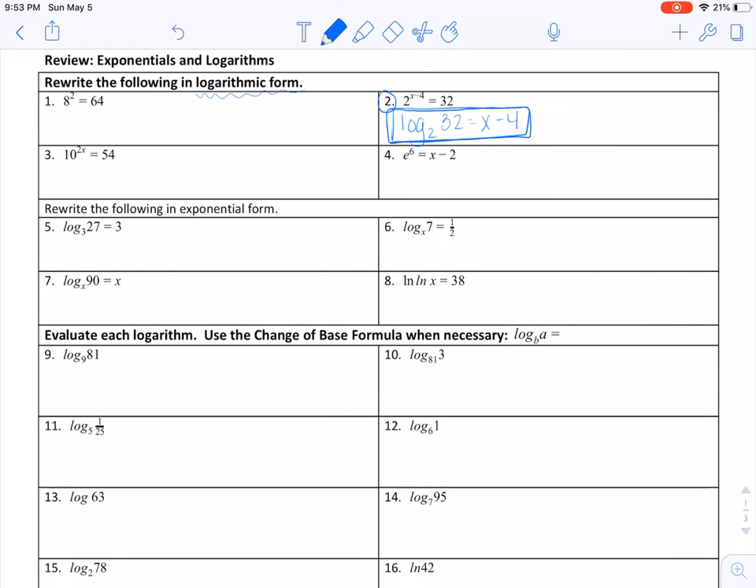Okay, so if we take a look at number 4, we're going to use the same idea, but here we have the natural log because that's going to be the opposite of e. x minus 2 equals 6. So remember, this always goes over to the equal side, and this always goes with our log. Okay, so this is our answer here.